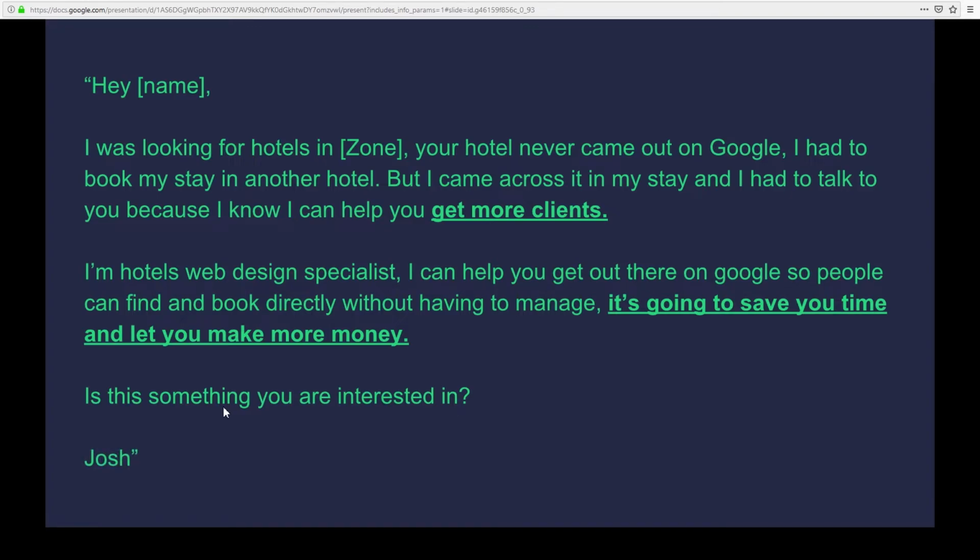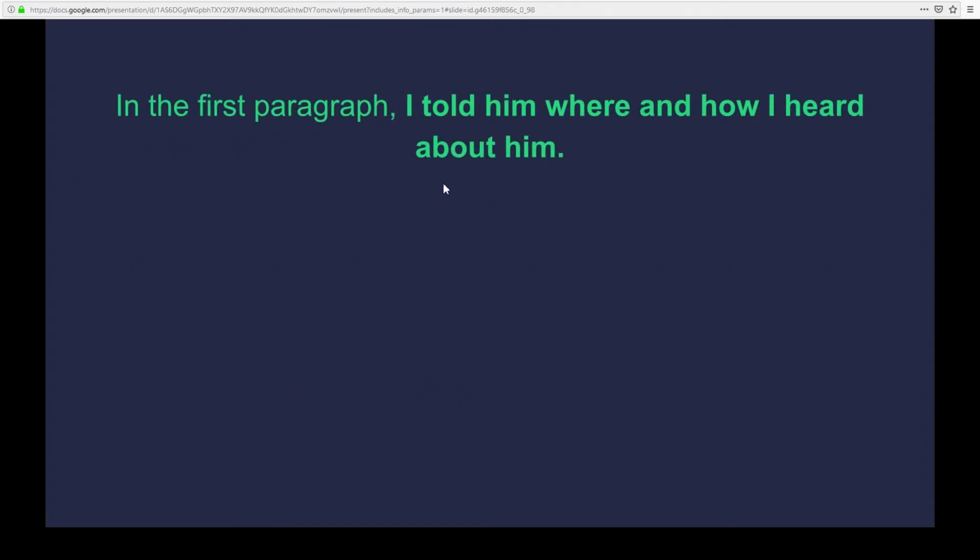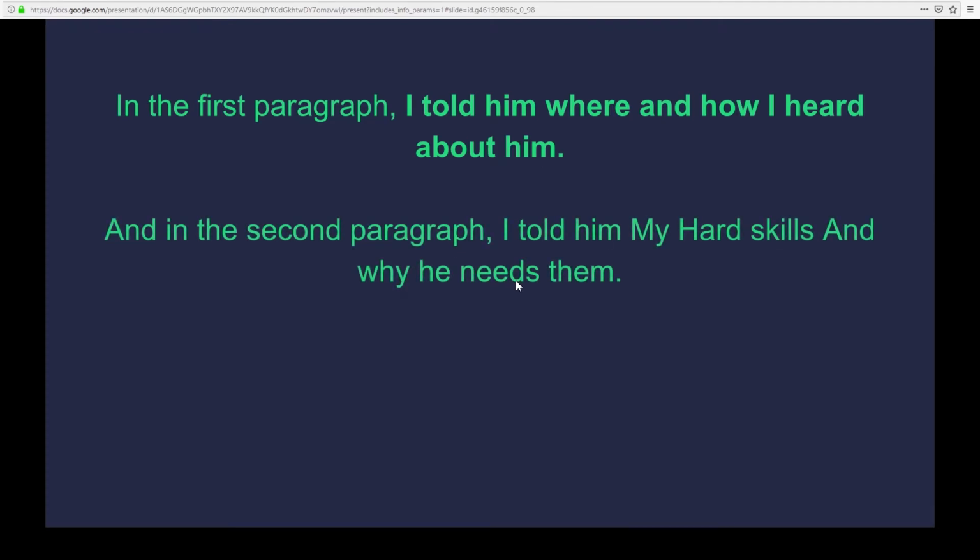Smarty Josh. So what happened here? What's the difference between the two? First of all, in the first paragraph, I told him where and how I heard about him. In the second paragraph, I told him my hard skills and why he needs them. That's another key, which is basically offer plus benefits.